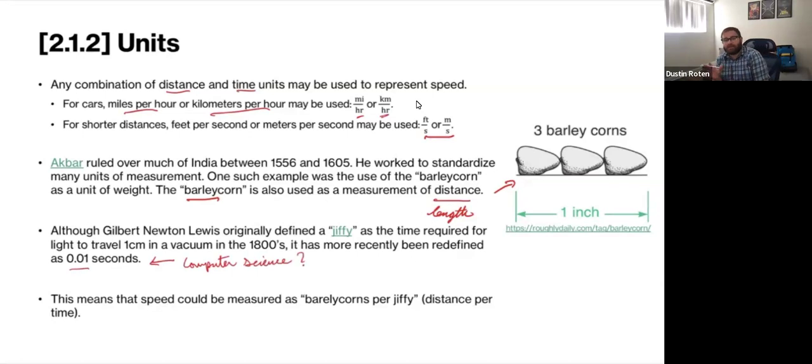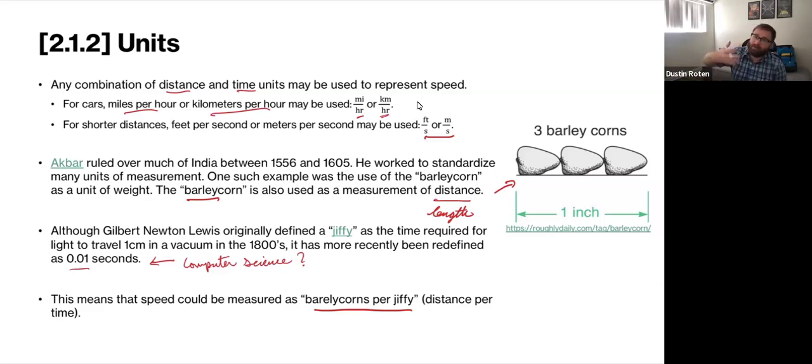So the cool thing is, this means that we could measure speed or report speeds as barley corns per jiffy if we wanted to. I mean, that'd be an insane way to report your speed, but you can do it. Back when I was an undergrad, we would sit around and come up with really stupid units of measure for speed and other rates. Another one would be like your speed measured in furlongs per fortnight or something. So all of these are valid.